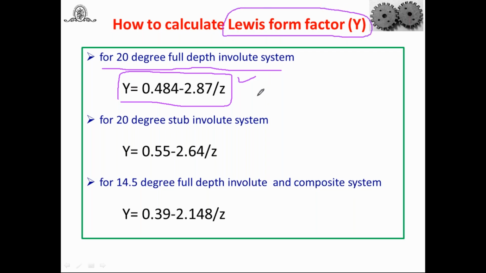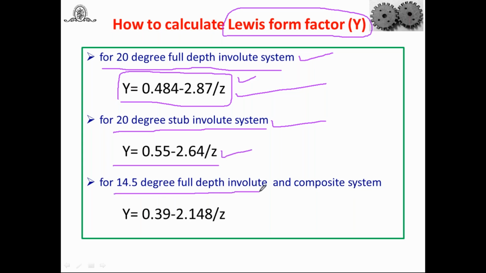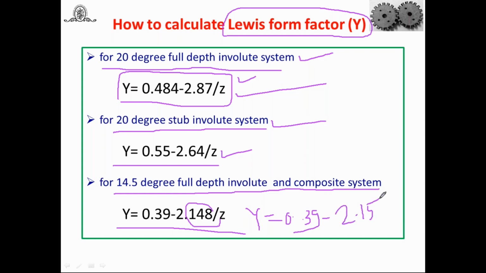If you have a pen and notebook, you can note down. For a 20-degree full depth involute system, Lewis form factor is equal to 0.484 minus 2.87 upon Z. For 20-degree stub involute system, Y is equal to 0.55 minus 2.64 upon Z. And for 14.5-degree full depth involute composite system, Y is equal to 0.39 minus 0.148. And in some of the books, it is written Y is equal to 0.39 minus 2.15 upon Z. Try to understand. So you can write down this equation.